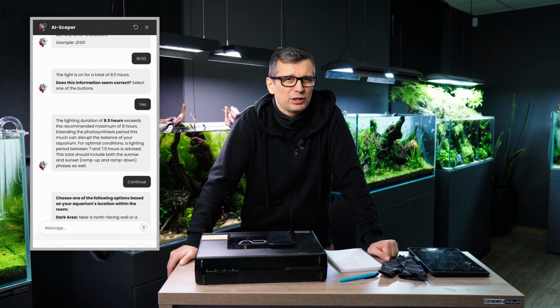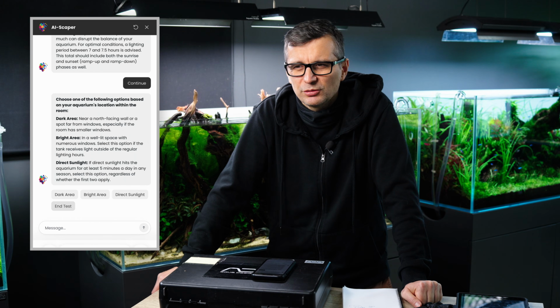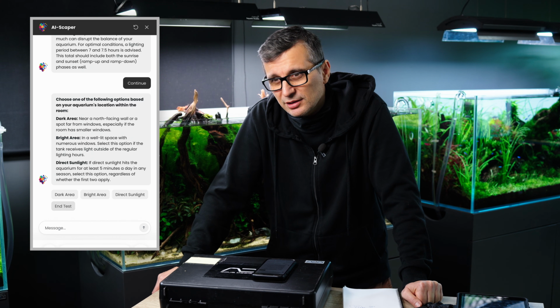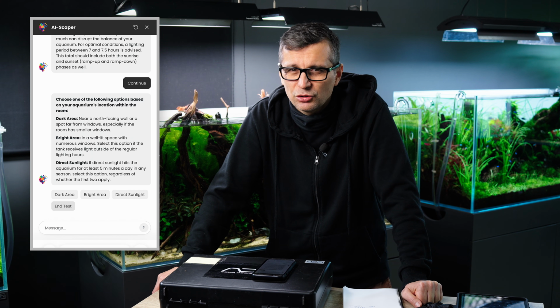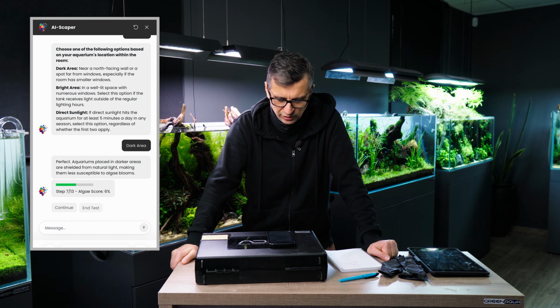When you have an aquarium that is in a spot that can actually get stronger light, or worse, it can get some direct sunlight even for 10 minutes during the day, that's a big issue for algae. So I would say that it's in a dark area.